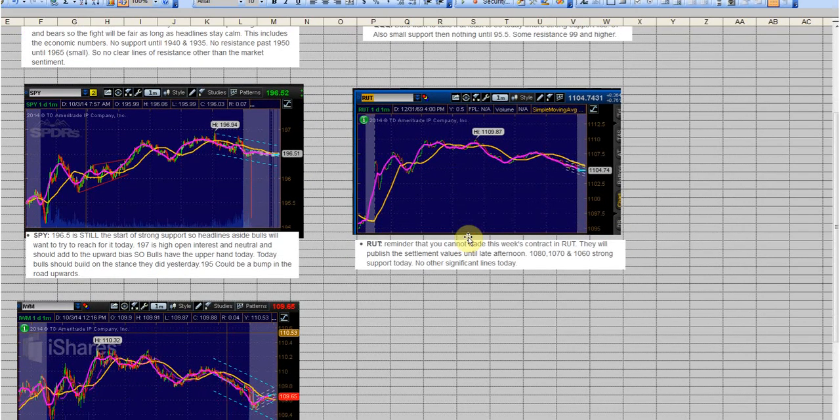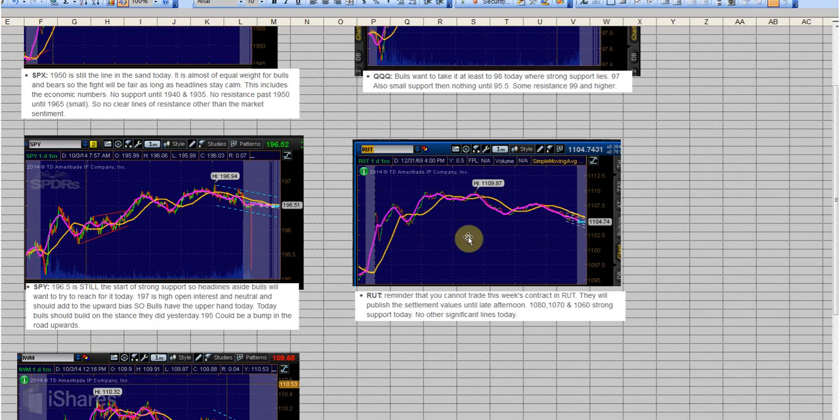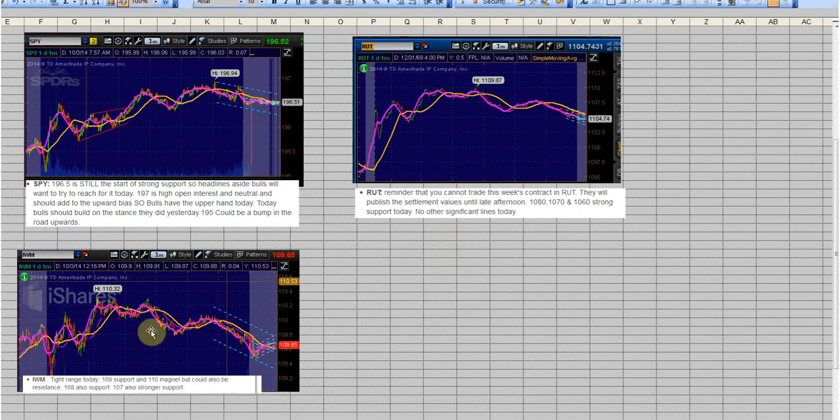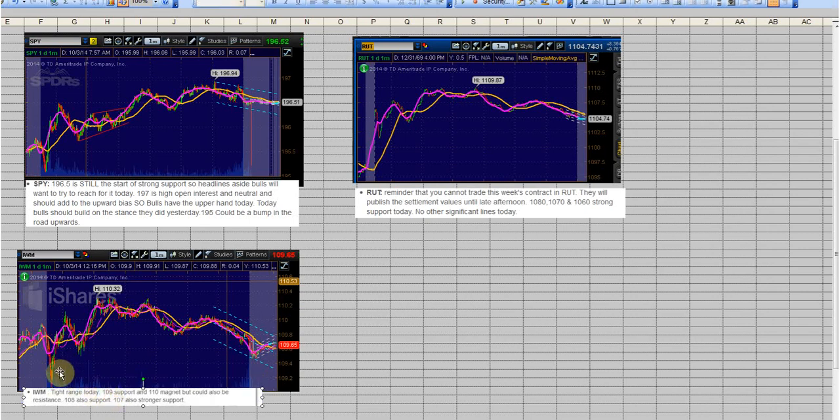Sorry about the Excel spreadsheet, but this is the easiest way I could do it. Small caps little sister index, IWM versus the RUT. The IWM, my write-up says tight triangle, tight range today, 109 support and 110 magnet, but could also be resistance. So 109, I think it was a few pennies higher, the first initial whoosh up to 110 overshot, rubber band, remember, and then got slammed right back down because we expected it to. So the 110 was resistance, although a magnet. It tried to go to it and then failed at it and overshot a little bit down.